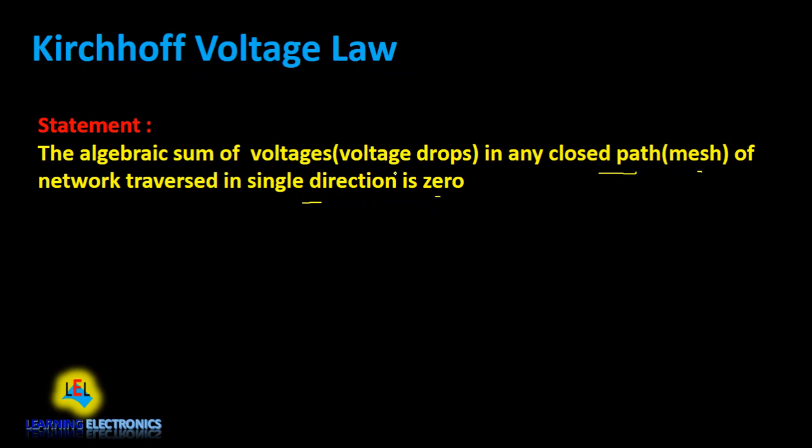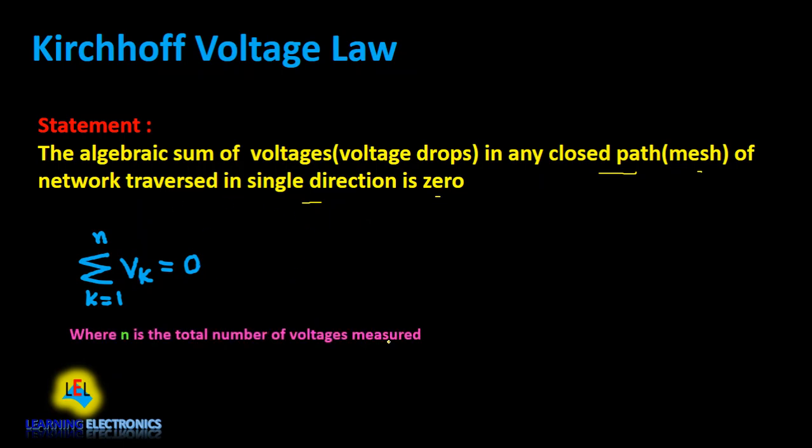Means the algebraic sum of voltages or voltage drops in a closed path when taken in a single direction will be equal to 0. So either we consider clockwise direction or we can consider it in the anti-clockwise direction for finding out the equation. Now the equation of KVL is sigma k is equal to 1 to n, Vk is equal to 0, where n is the total number of voltages measured. Now KVL is also called as loop rule, mesh rule.